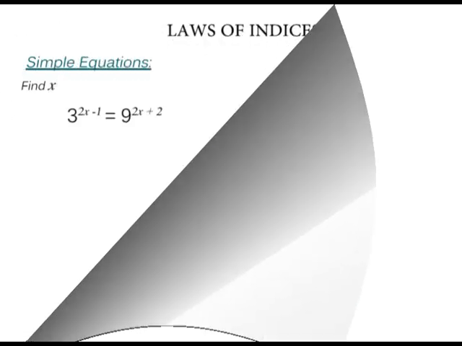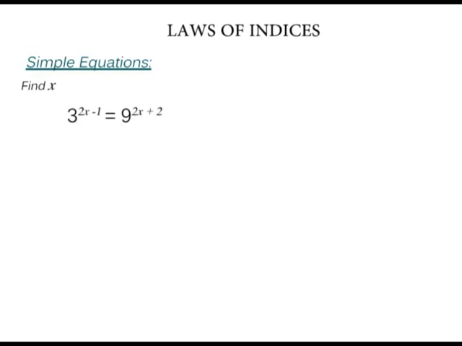In another example, 3 raised to 2x minus 1 is equal to 9 raised to 2x plus 2. In our solution, 3 raised to 2x minus 1 is equal to 3 raised to 2 times 2x plus 2. Equating the indices, we have 2x minus 1 is equal to 4x plus 4, and x is minus 5 over 2.